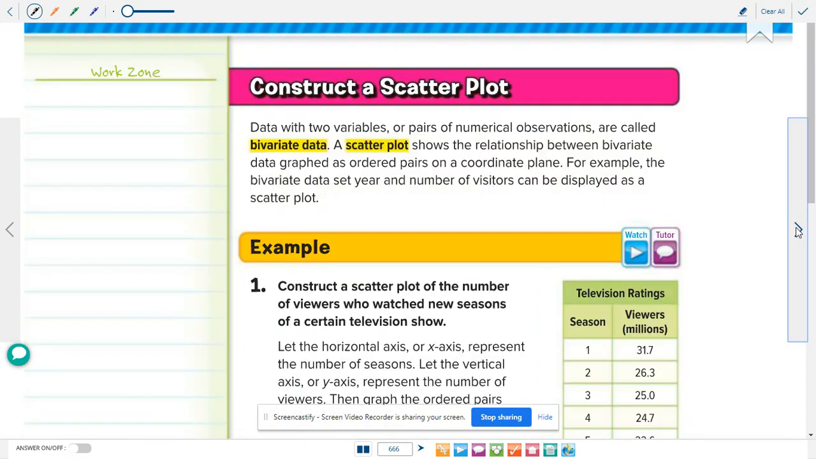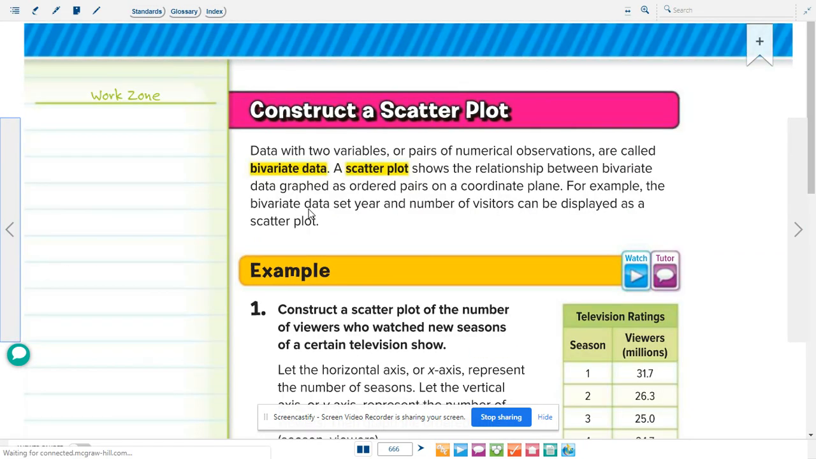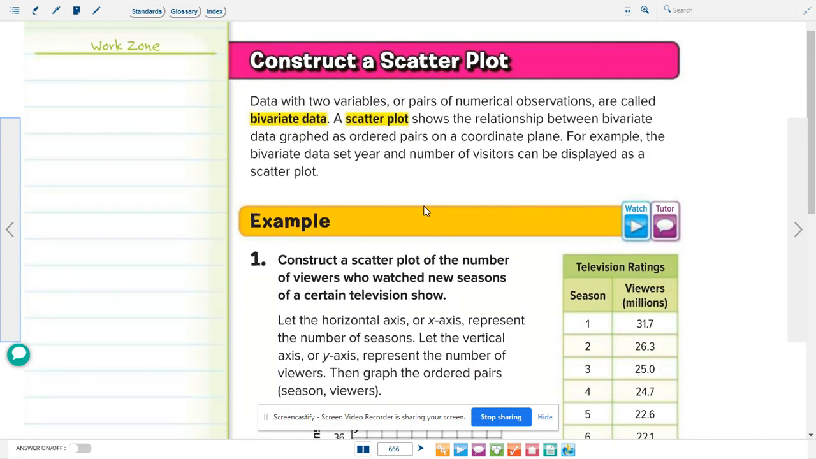All right, we're going to move forward and check out how to construct a scatter plot. Well, you know what? It's just plotting points on a coordinate grid. So let's get some of the vocab here.